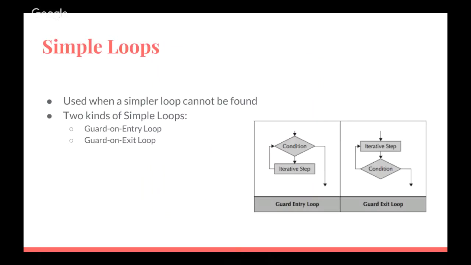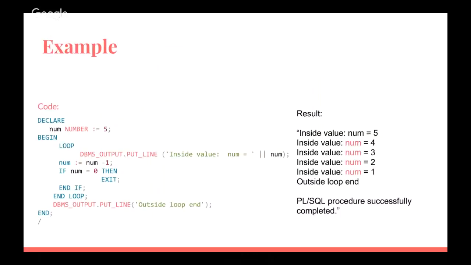A guard on exit loop has its exit criteria at the end of the loop. This is handy when the attribute is already declared and you just need to run the loop. I have an example of this here on the next slide. Here you can see that the attribute num is equal to the number 5. The loop starts by outputting the line inside value num equals 5, and then loops through, subtracting 1 from the previous number until it reaches 0. That criteria of it reaching 0 then forces the loop to exit.